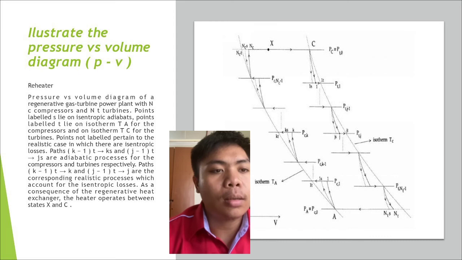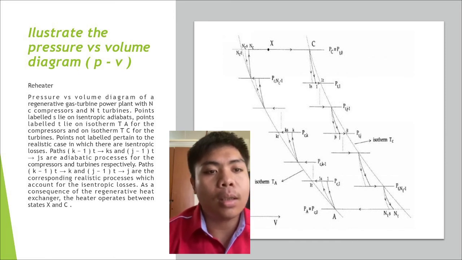Paths K1 to T2KS and J1 to T2JS are adiabatic processes for the compressor and turbine, respectively. Paths K1 to K and J1 to J are the corresponding realistic processes which account for the isentropic losses. As a consequence of the regenerative heat exchange, the heater operates between states X and C.